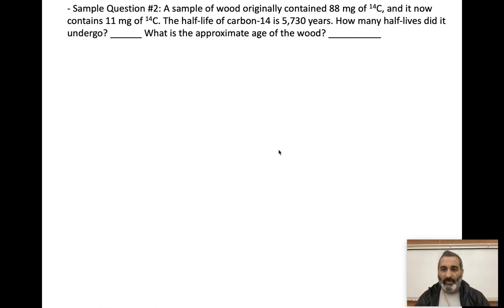Sample question number 2, and it's my tip to you, try to do them without seeing the answer first. So do them, hit pause on the video and try them. Sample question number 2: a sample of wood originally contained 88 milligrams of carbon-14, and it now contains 11 milligrams of carbon-14. I gave you that the half-life of carbon-14 is 5,730 years. First question, how many half-lives did it undergo? And then the next question is, what is the age?